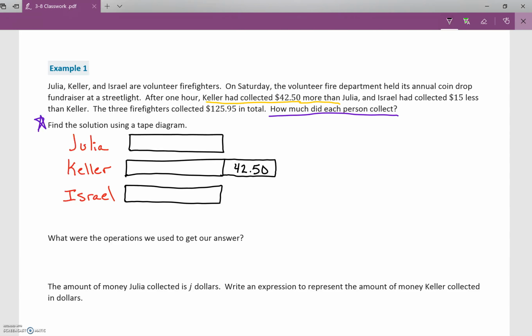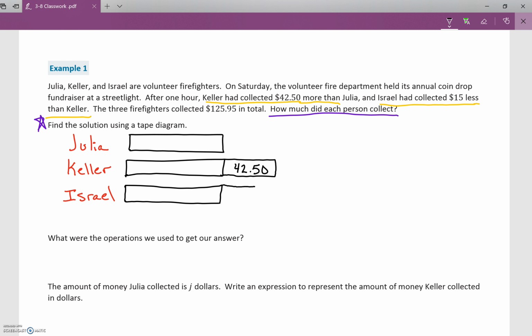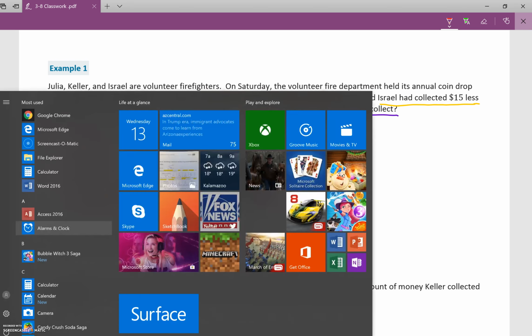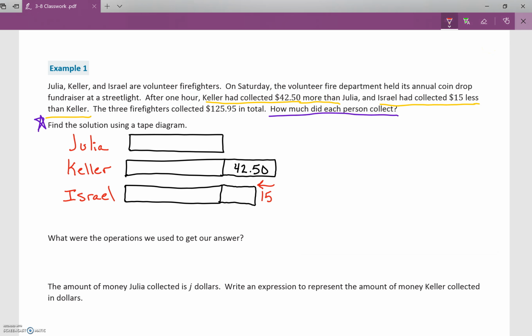What else do we know? We know that Israel had collected $15 less than Keller. So Israel, we know he collected more than Julia as well, but he collected less than Keller, so we're going to add to his tape diagram. We know that he collected $15 less than Keller. So this space here is 15 less. So if we do subtraction, $42.50 minus 15, that's going to tell us that Israel's amount here is $27.50.